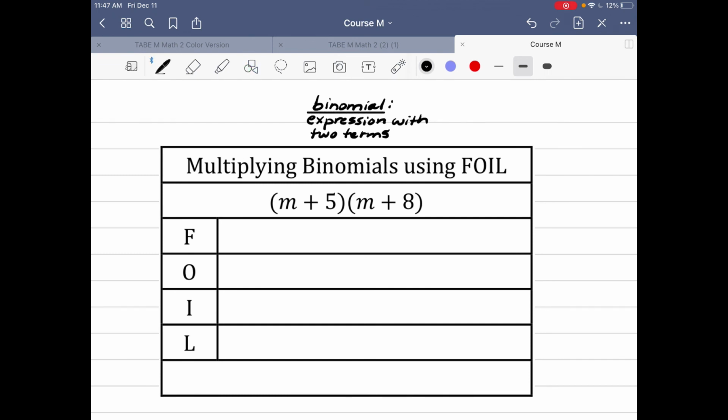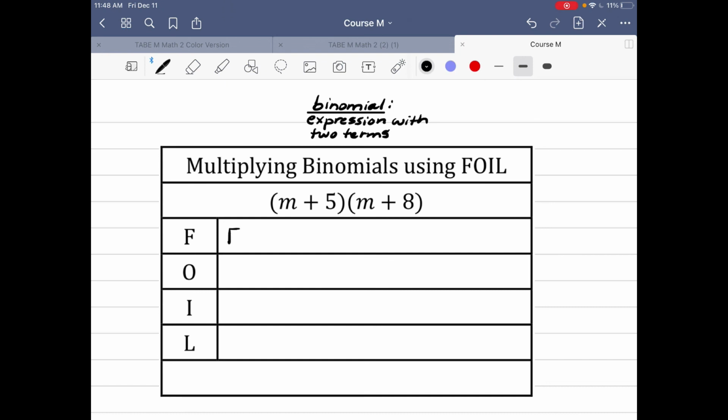So m plus 5, that has two terms, m and 5. And then m plus 8 has two terms, m and 8. And we want to multiply those two binomials together. So we use a process called FOIL. And you notice that FOIL is in all caps. That is because FOIL is an acronym. FOIL helps me remember a process.